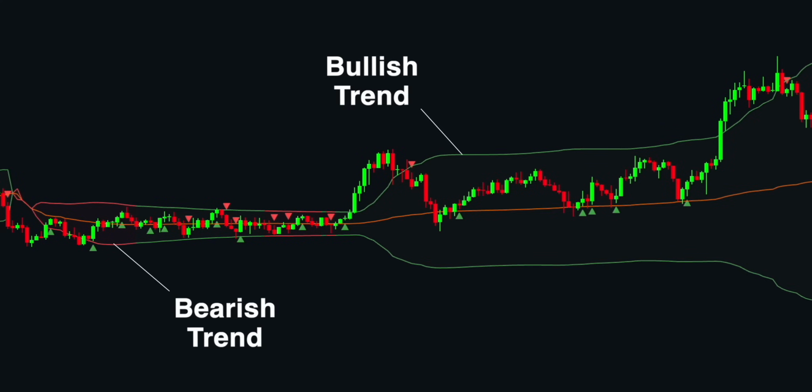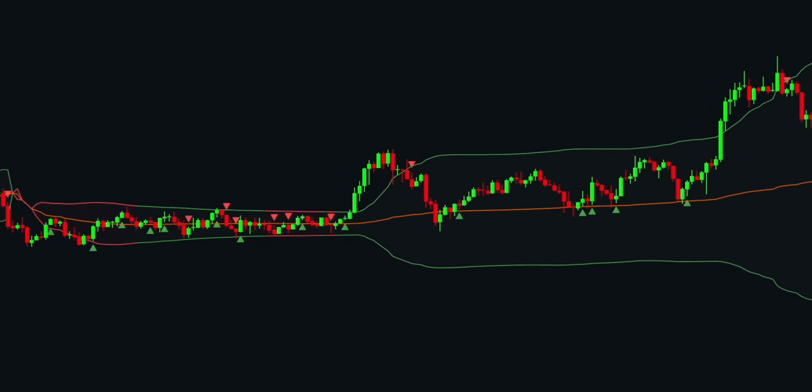When the trend is bullish, the bands are green. When bearish, red. Buying at the correction to the baseline while the trend is bullish is the most effective strategy for long trades. Let me give you a practical example.